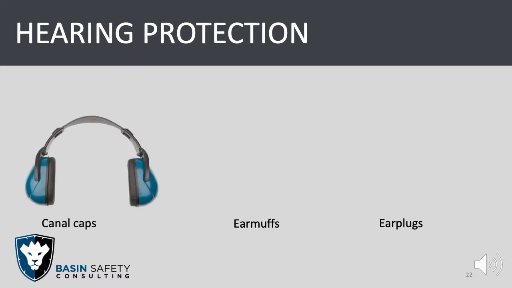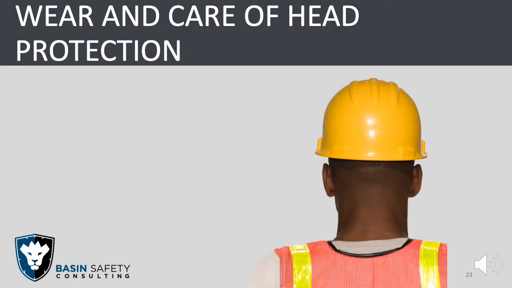Different types of hearing protection. You have canal caps, earmuffs, earplugs. If you need, obviously, earmuffs and earplugs are the best. The canal caps, not pictured here, are the ones that go inside your ear, but they don't really protect you very much.